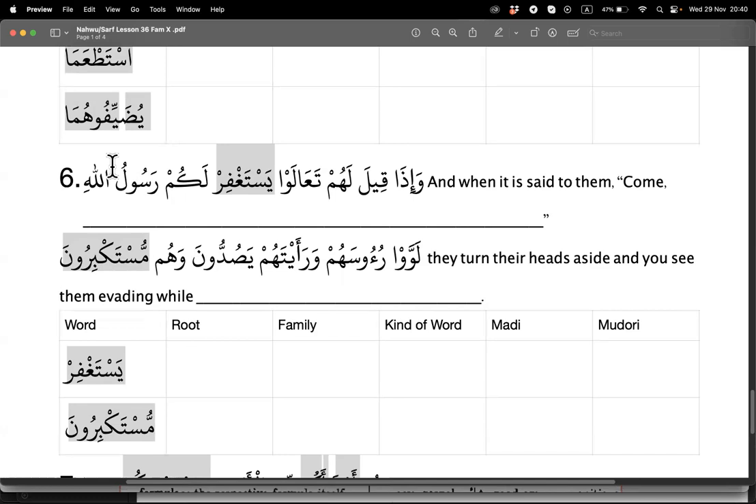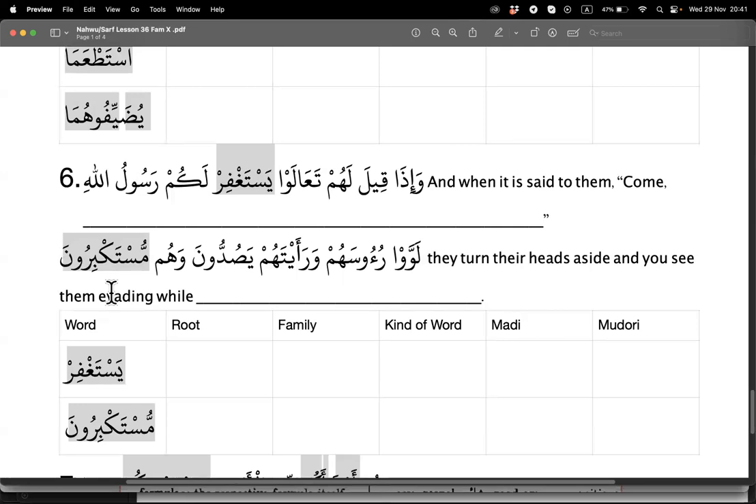Alhamdulillah. Law wa ru'usahum wa ra'aitahum yasuddu. Okay. Wahum. Here wow is halia, so let's treat this as a new sentence. So whom is mubtada, mustakbirun will be khabar from the root word kabara. Then it will be the isim fa'il jamak muzakkar salim. Very good. Give me the first line.